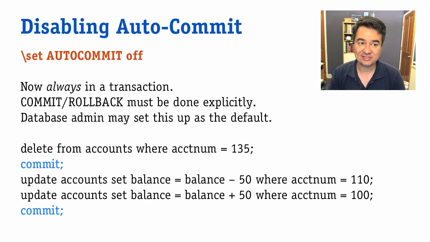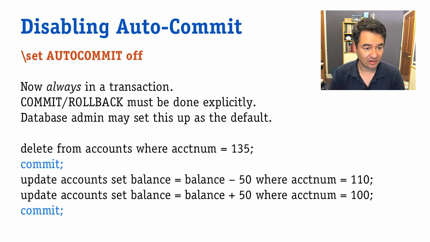Now you can turn off auto-commit mode, and in our database, which is the Postgres database, it's done with the command backslash set AUTOCOMMIT off, with AUTOCOMMIT in all caps. And now the database is always in a transaction mode. So you have to do a commit or a rollback explicitly when you want things to be saved or undone. The database administrator may set this up as the default for your particular database. What this means is that you no longer have to type in the word begin because it's already done for you. As soon as you turn off auto-commit mode, you are within a transaction.